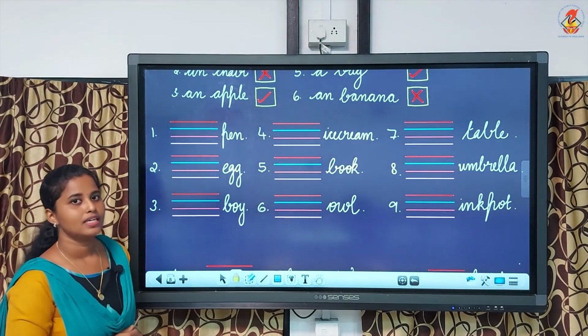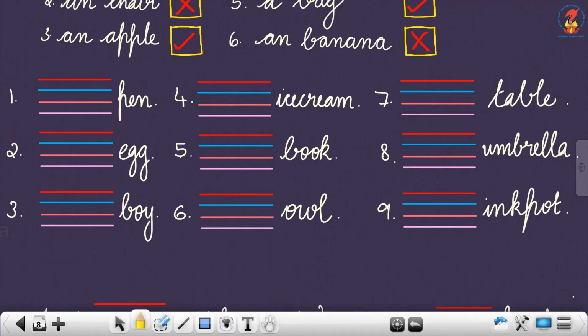What is the first word? Dash pen, isn't it? And here, pen is beginning with a vowel sound or consonant sound? It is beginning with a consonant sound, isn't it? P is a consonant letter. So, which article must come there? Yes, you should write article A. So, we are going to write article A in cursive small letter starting from the third line.